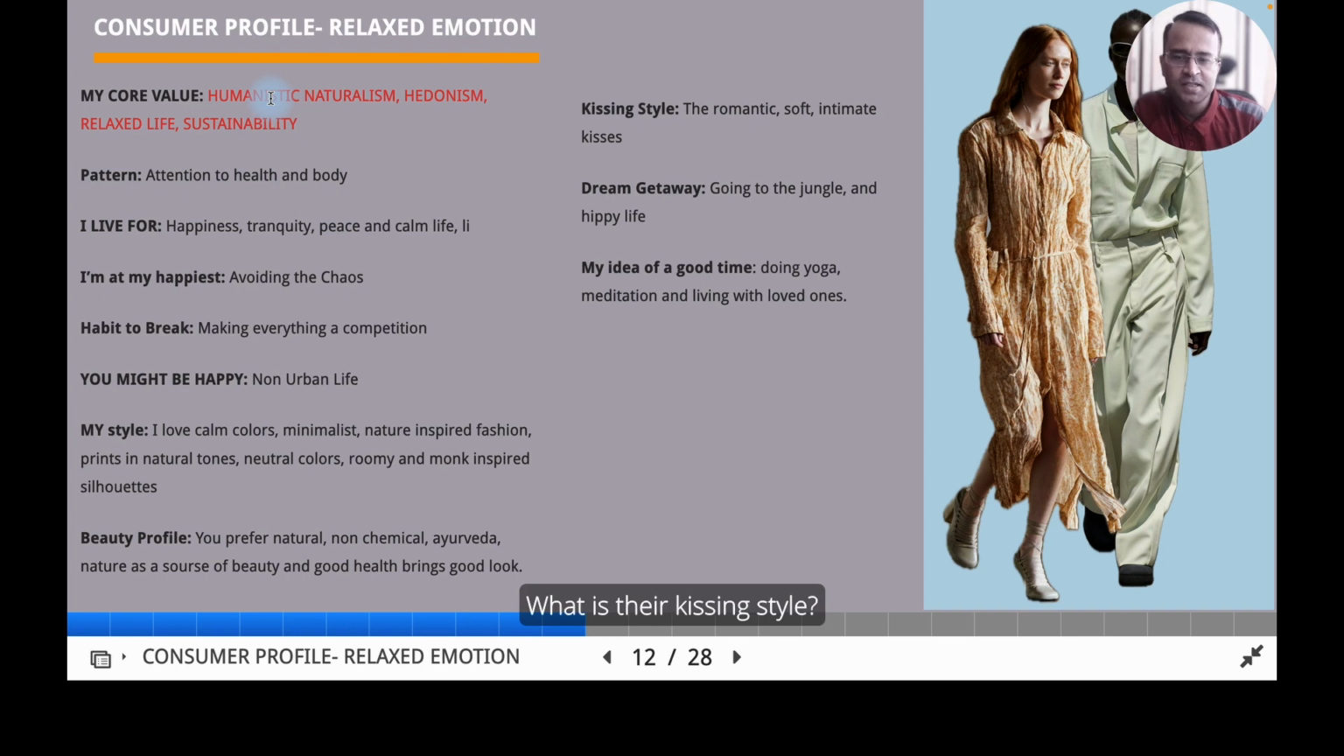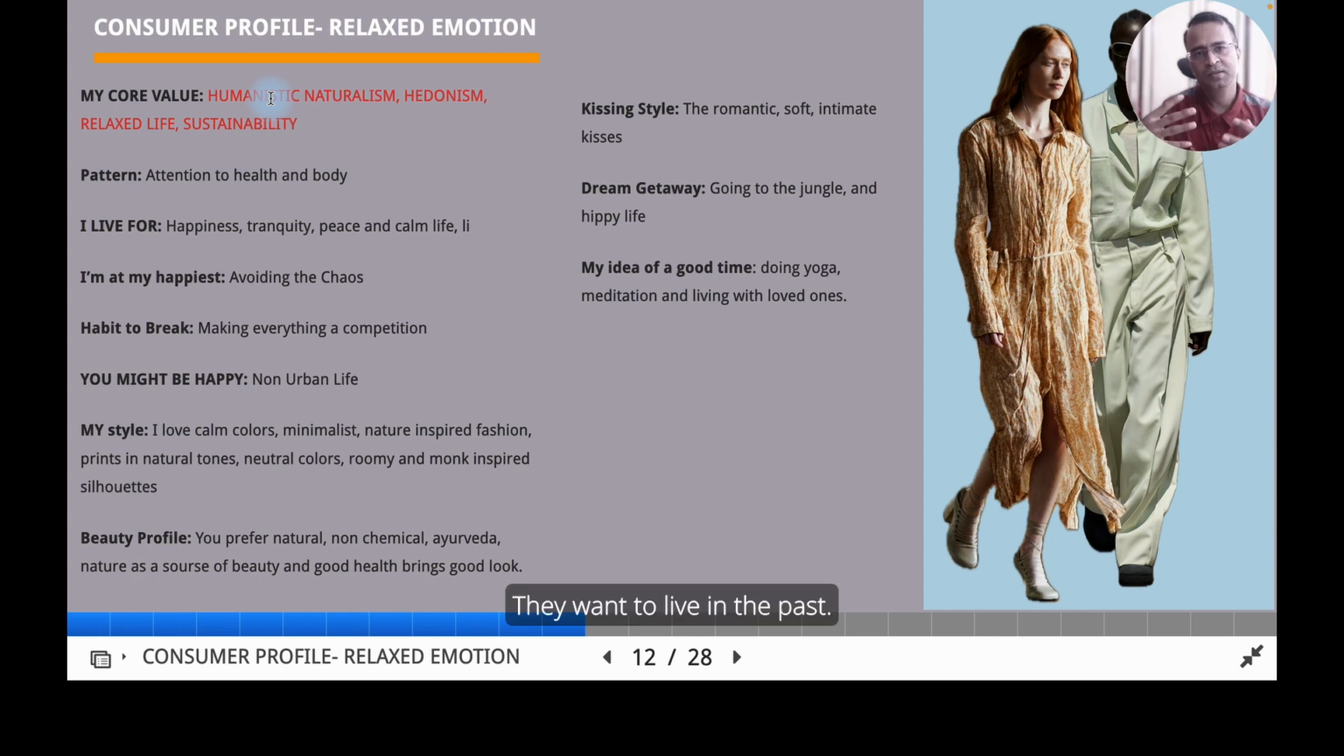Then, what is their kissing style? They have a romantic urge: soft, intimate kissing. Since they believe in living in solitude, intimacy is all about their way of kissing. They want a very romantic personality. They want to live in a retro kind of style.